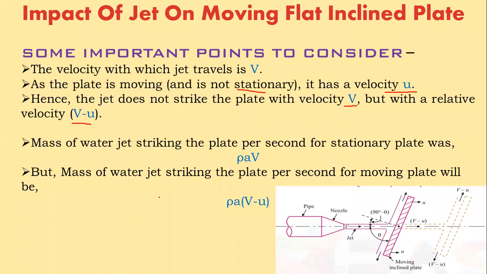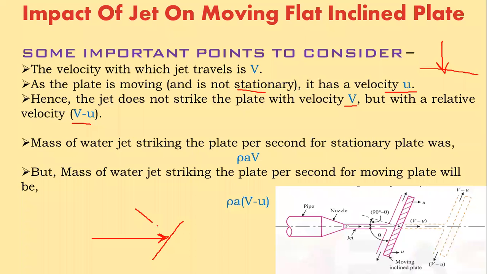Now, what we did in the last example was for the flat inclined plate which was stationary. The plate was stationary, and the jet was acting in the x direction. What happened was we could not directly find the force with which the jet strikes the plate. Why? Because the force should be acting normally or perpendicular to the surface, but in this case, the force was acting in an inclined manner.